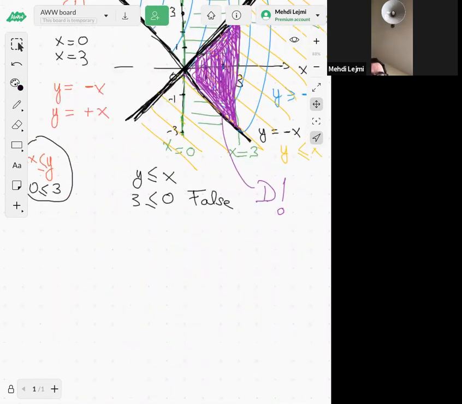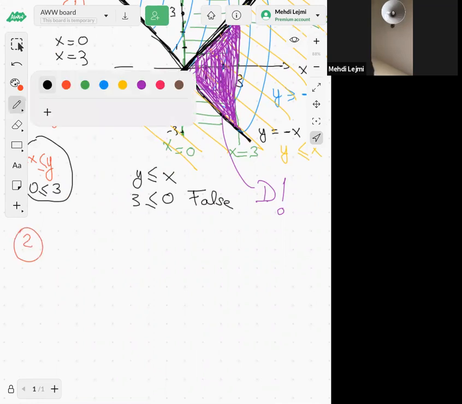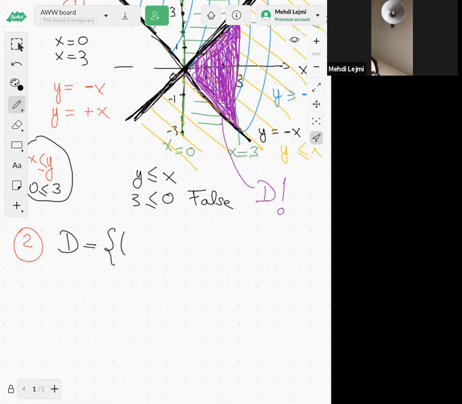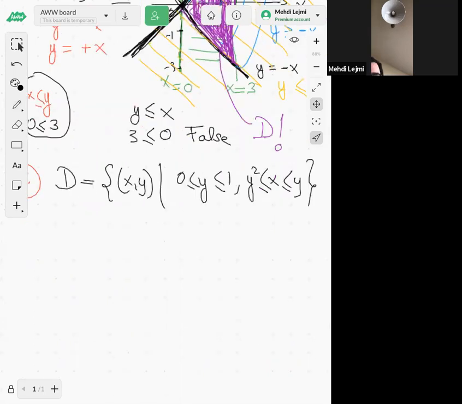So for number two, we have D is the set of points x, y, says that. So we said y is between 0 and 1, right? And x is between y squared and y. All right. So first, I'm gonna start with y between 0 and 1.